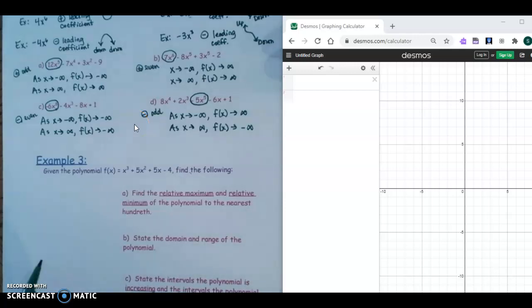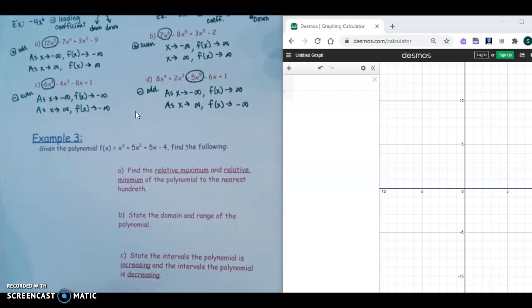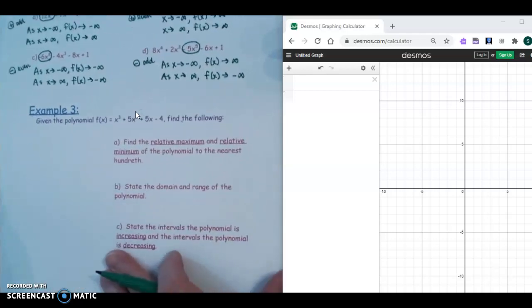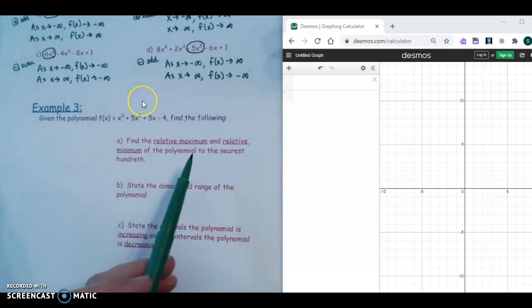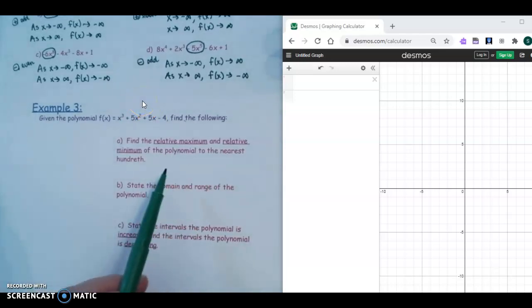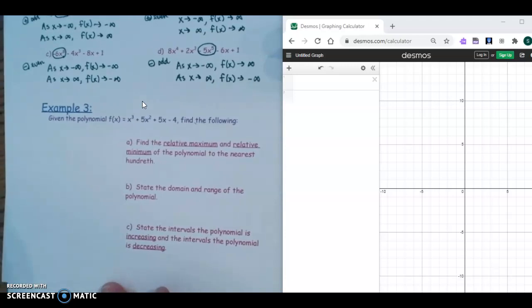Okay guys, we're going to go on with example 3. This time we are going to use our calculators. I'm going to use Desmos. You can use your graphing calculator if you would like. So example 3 says, given this polynomial, we're going to find the relative max, relative min, and then we're going to do domain and range, and then we're going to talk about increasing and decreasing intervals.